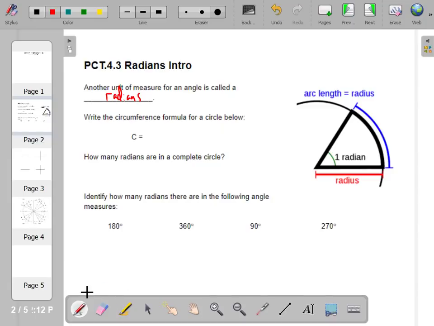Now, you might know the formula for the circumference of a circle is 2 pi r. Well, if the circumference is all the way around and a radius is what I'm wrapping around the circle, it's going to take 2 pi of them to make it all the way around the circle. So 2 pi is the amount of radians in a circle, and we divide the whole thing up into chunks.